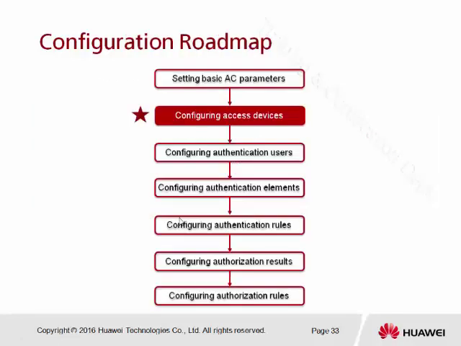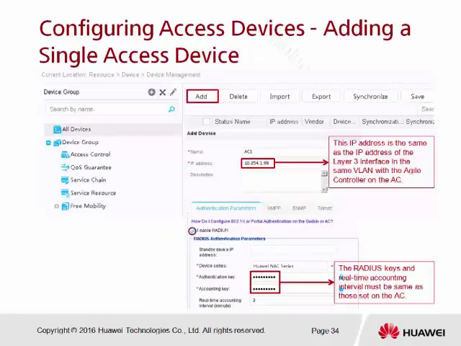So now we already complete the basic AC parameter. We move to the second step, configure the access device. Okay, right now we are inside the Agile controller. This one will be the Agile controller view. To see this interface, you need to go to the resource and then select the device management here.